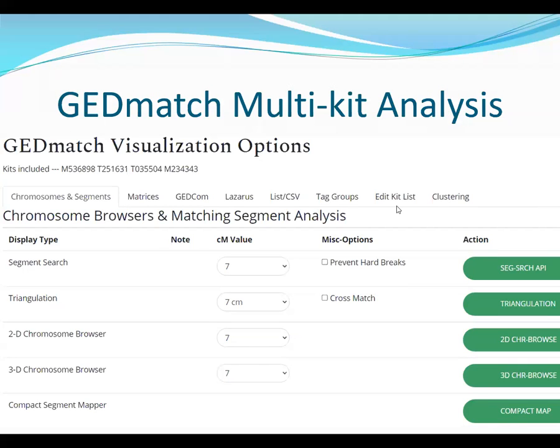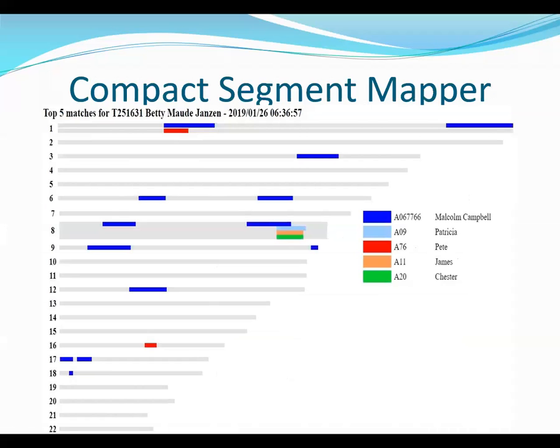On this screen, we see various different chromosome browsers that are available, and you can do segment searching and triangulation tools. And then I'm going to highlight Kitty Cooper's compact segment mapper, which is a chromosome mapping option. So we'll show that here in the next slide.